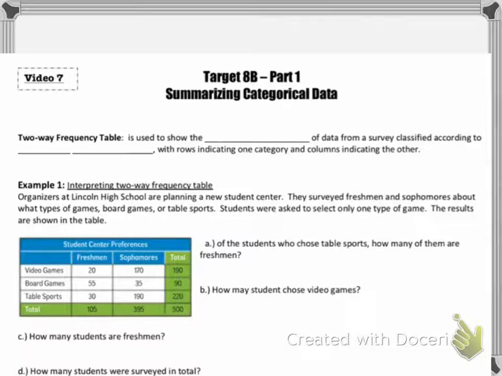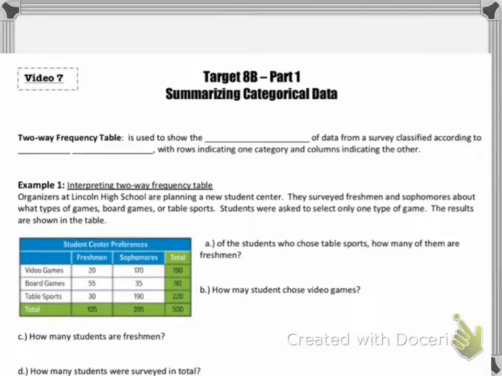So in this video, we're going to start talking about two-way frequency tables. The interesting thing is that we've spent this whole unit talking about how to analyze data and how to analyze graphs, but what about ways in which we can collect data and organize it in a way that we can understand with two sets of categories? And so that's where a two-way frequency table comes in.